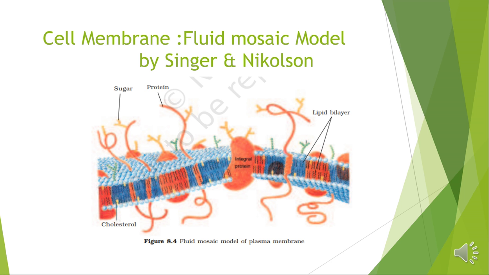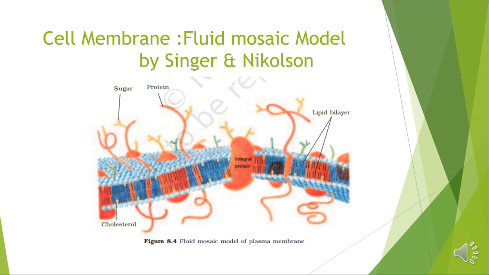This slide shows the model of the cell membrane called the fluid mosaic model by Singer and Nicholson. Previous to this model, many models were given by scientists: the Gorter and Grendel model, then the Danielli and Davson model, and then the Robertson model. But all these models had some drawbacks. Later on, the fluid mosaic model by Singer and Nicholson was accepted by all. In 1972, Singer and Nicholson proposed the fluid mosaic model for membrane structure.